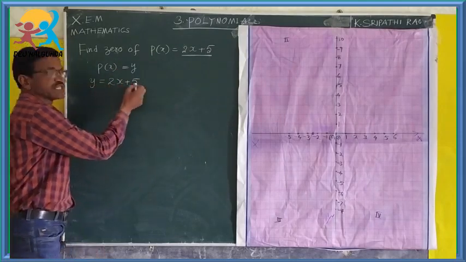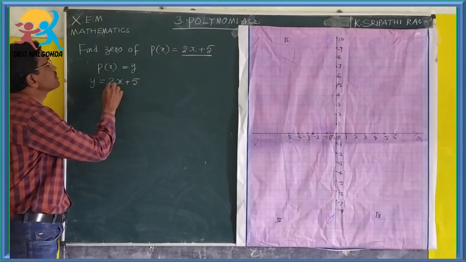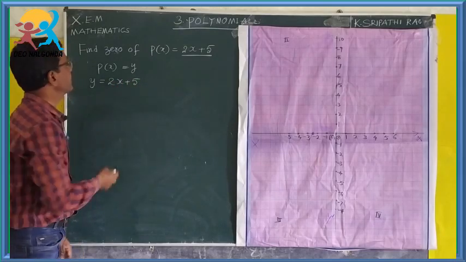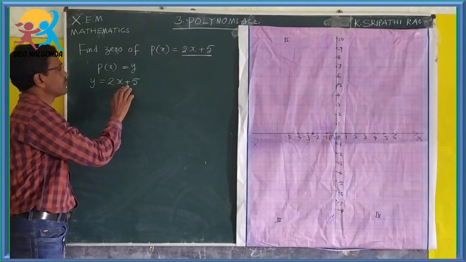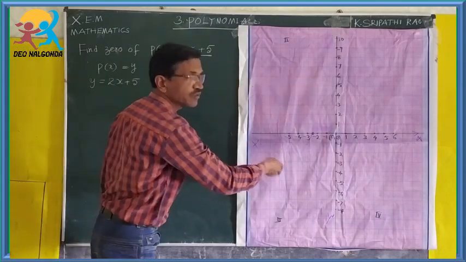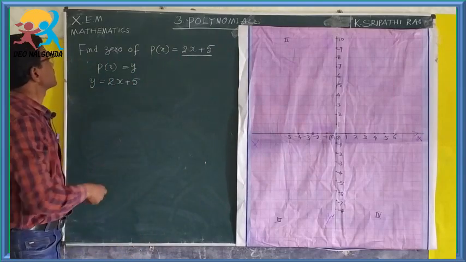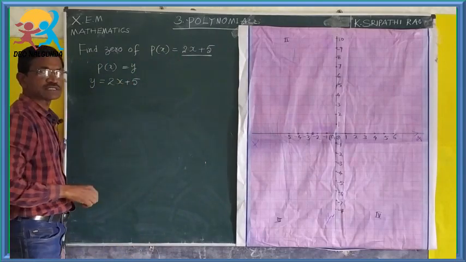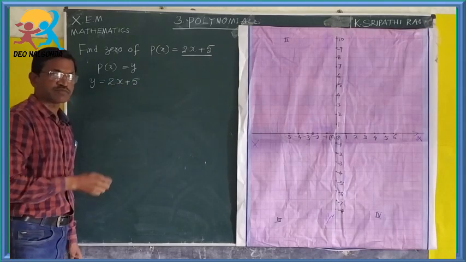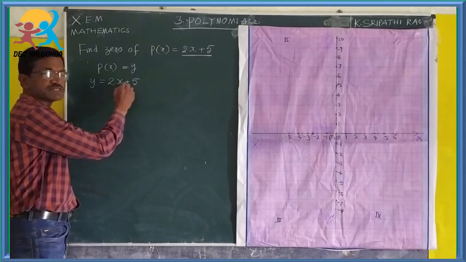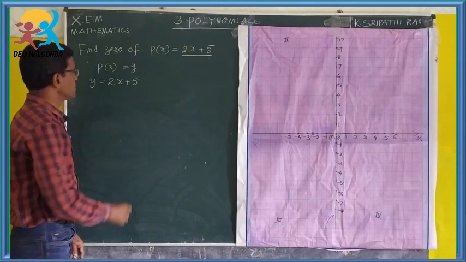y is equal to 2x plus 5. To find the zero of this polynomial, we have to find at least 2 coordinates of points and plot the points on the graph. Then we join them and extend the line to meet the x axis. Where this straight line meets the x axis, that point is taken as the zero of this polynomial. Okay, let us start now.